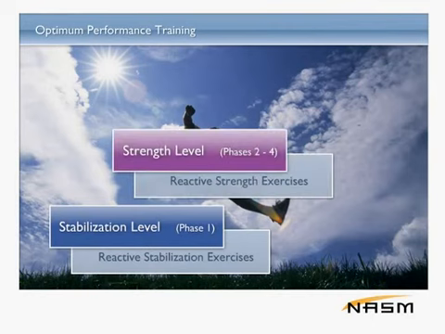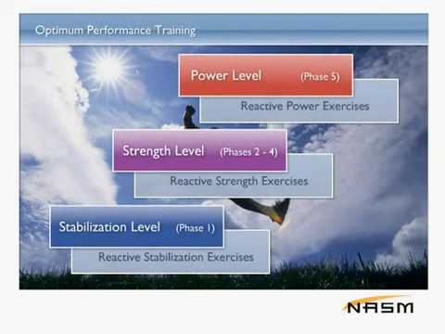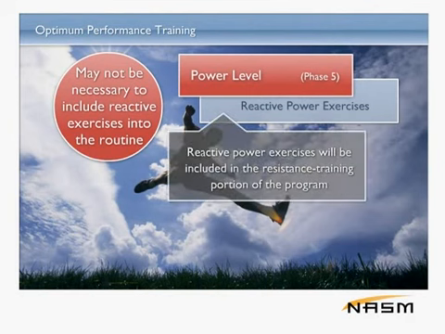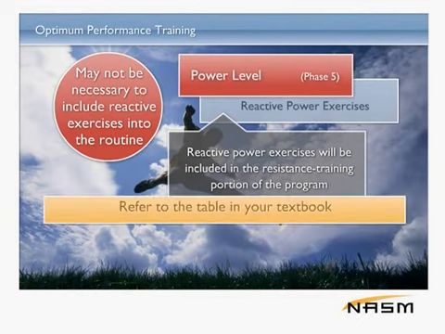For a client in the strength level of training, Phases 2, 3, and 4, a health and fitness professional should select reactive strength exercises. For an advanced client in the power level, or Phase 5, select reactive power exercises. At this level, however, it may not be necessary to include reactive exercises into the routine, as reactive power exercises will be included in the resistance training portion of the program, as will be reviewed in the resistance training lesson of this course.